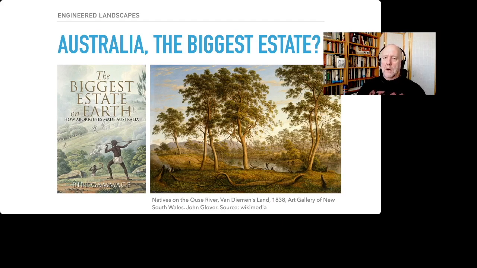Okay, so a book by Bill Gammage discusses how Aborigines made Australia. The cover art there is of Aborigines doing cool burns in southwestern Victoria, and the painting on the right shows the sort of landscape that develops.